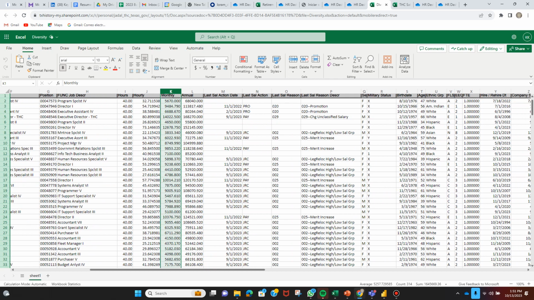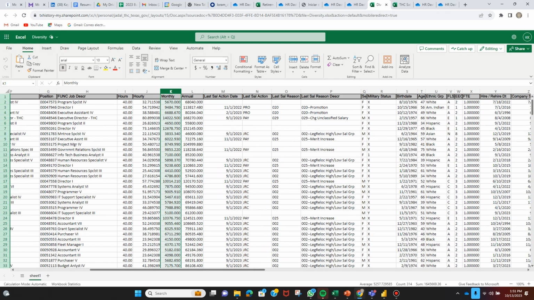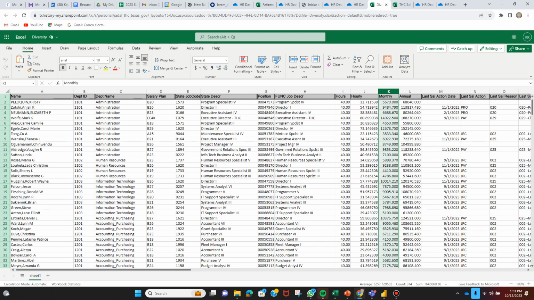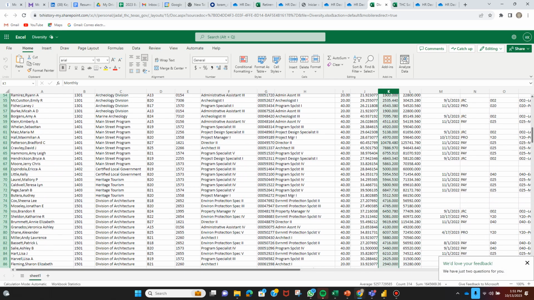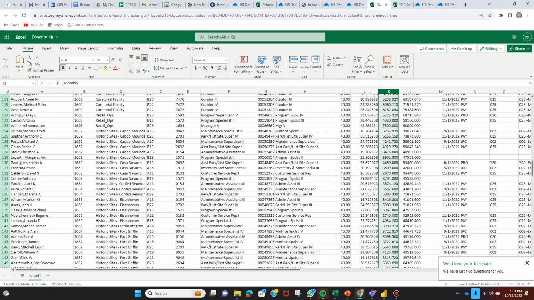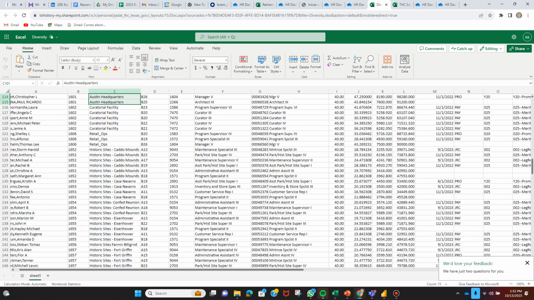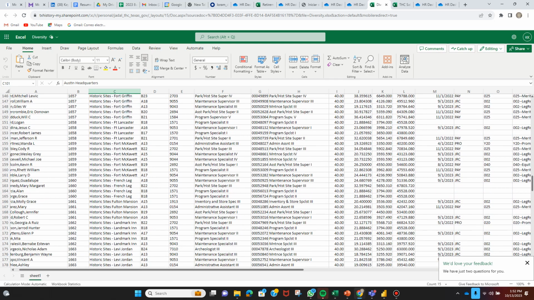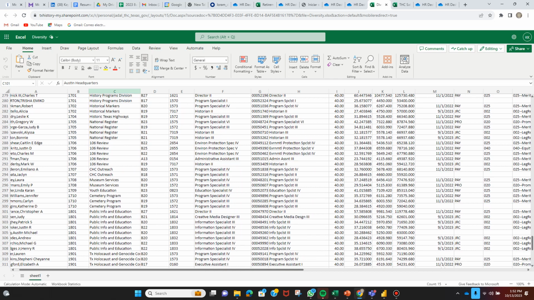But is this all historic sites, all this data? If you scroll to the left, no, but you should be able to tell by the department ID. If you look at the department, either B or C, you keep scrolling. Yeah, anything that says Austin headquarters, curatorial, retail ops, those are all historic sites. And then the rest of them you can tell because it says historic sites. Okay, so divide between historic sites and everything else.